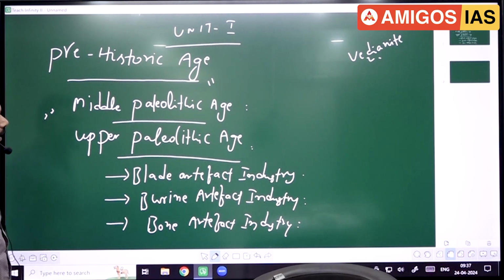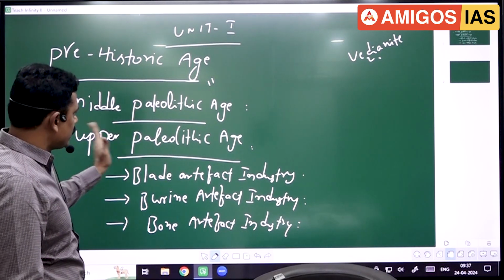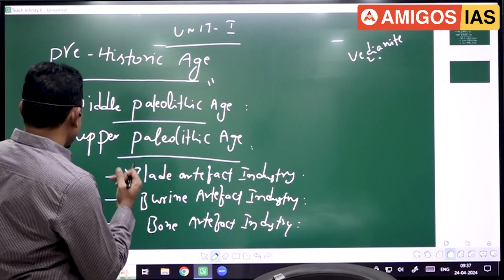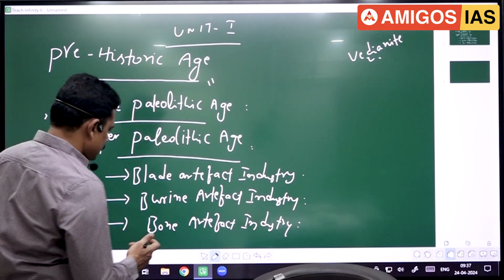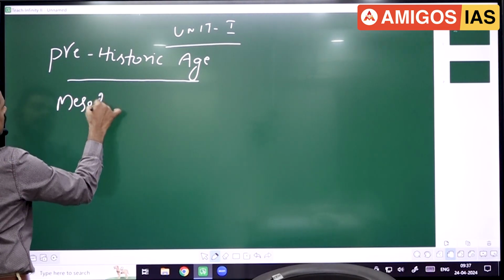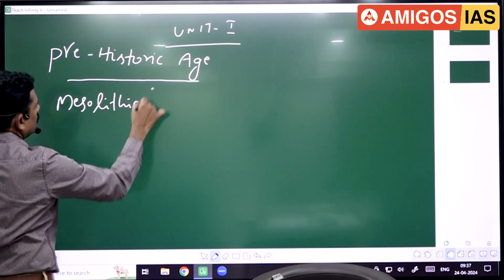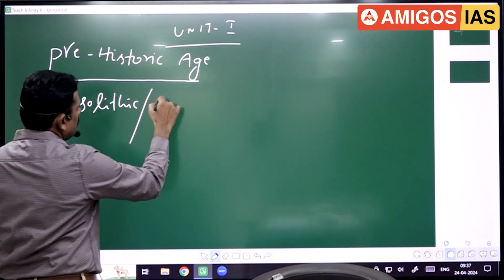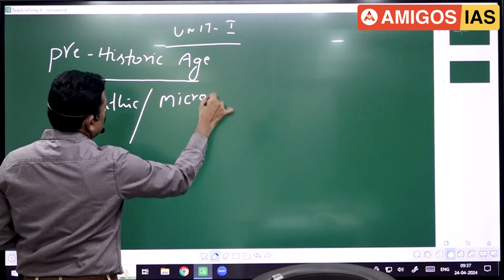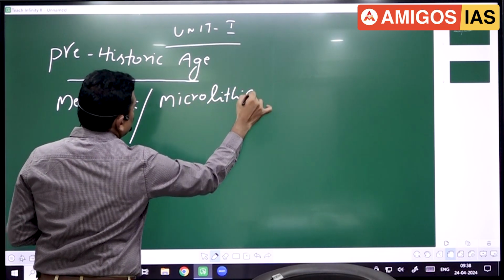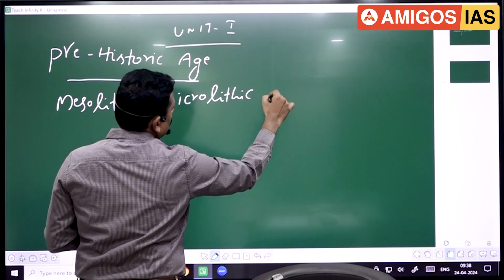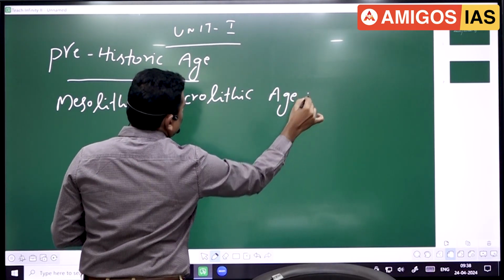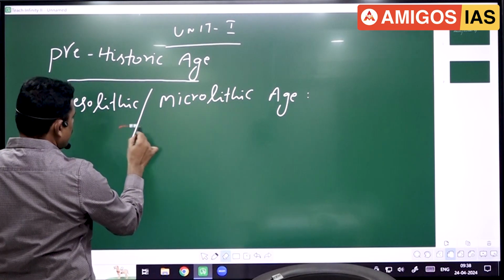Then after the Paleolithic period, we have to get to the second Stone Age. The first Stone Age is the Paleolithic age or the early Stone Age. It has been further divided into three parts: Lower Paleolithic, Middle Paleolithic, Upper Paleolithic. Then Mesolithic. It is otherwise called Microlithic also.